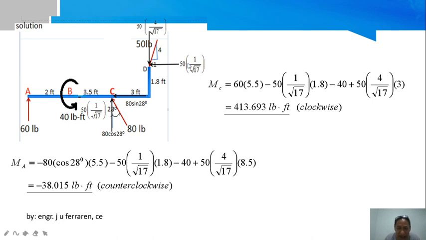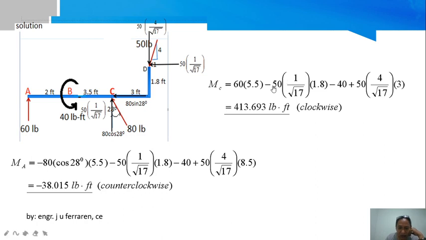Minus the following. We also have this one, which is counterclockwise, so it is minus. And I have 50 times 4 square root of 7 over square root of 17. This will produce a rotation which is clockwise. The distance is 3. By taking the summation, we arrive at a value of 413.693 pound-foot. Positive means a clockwise rotation about C.